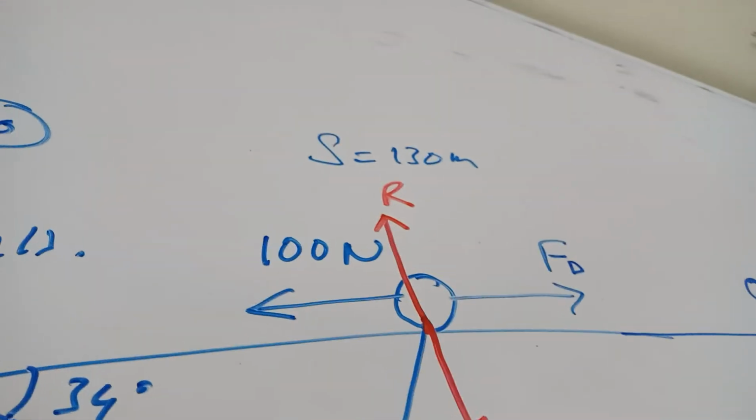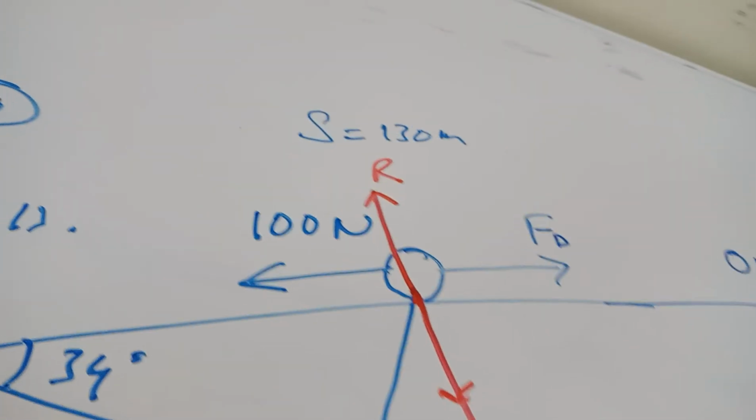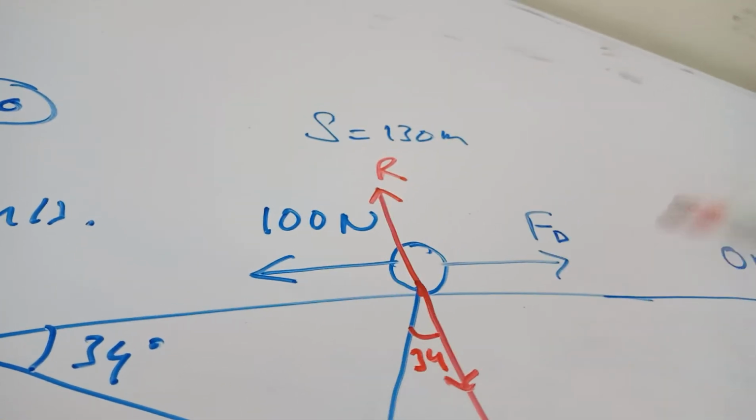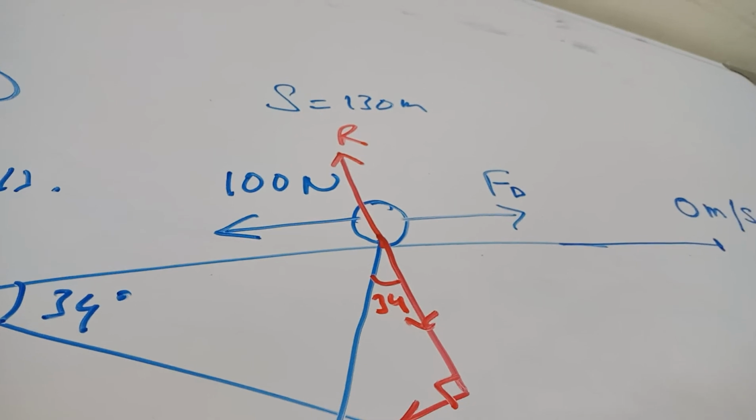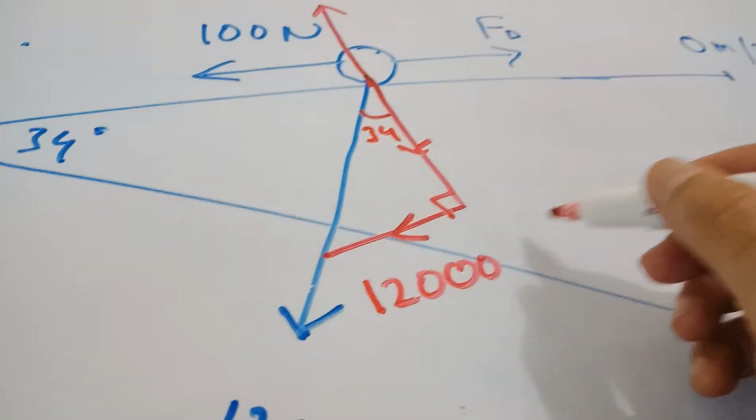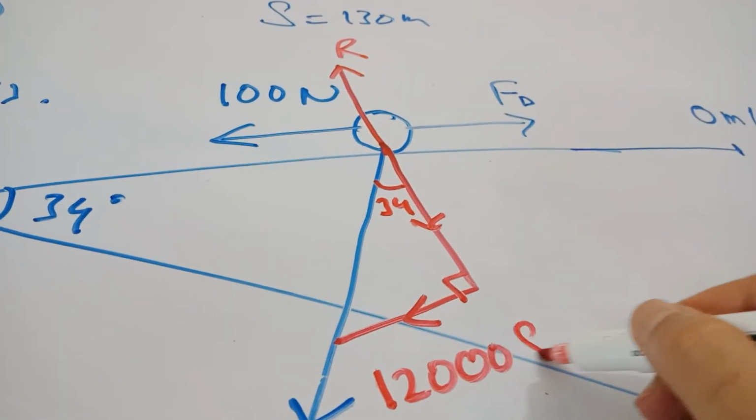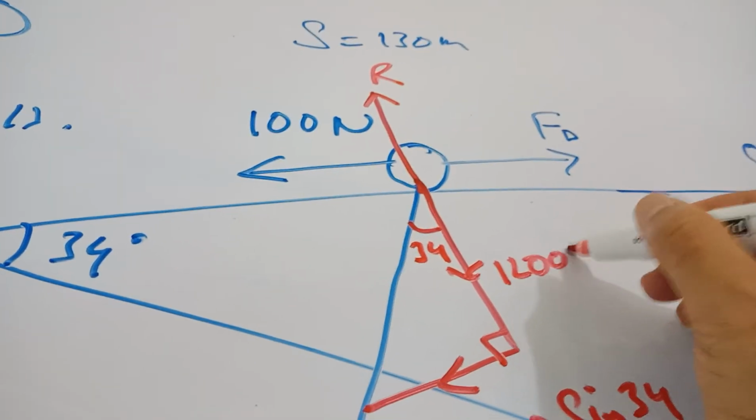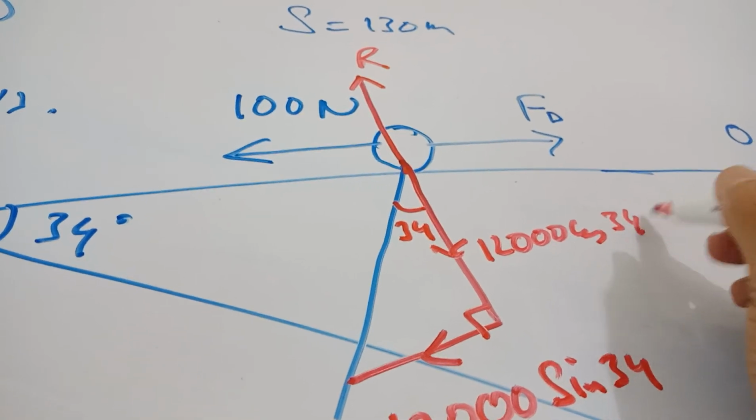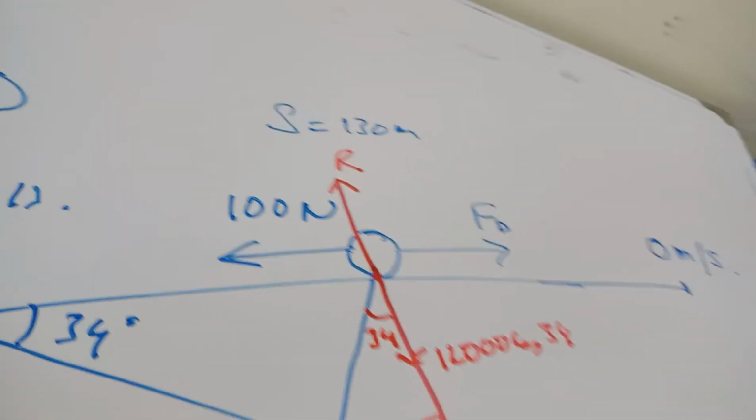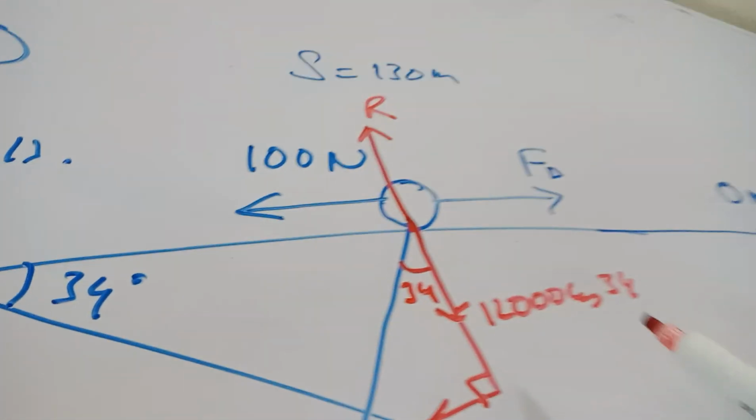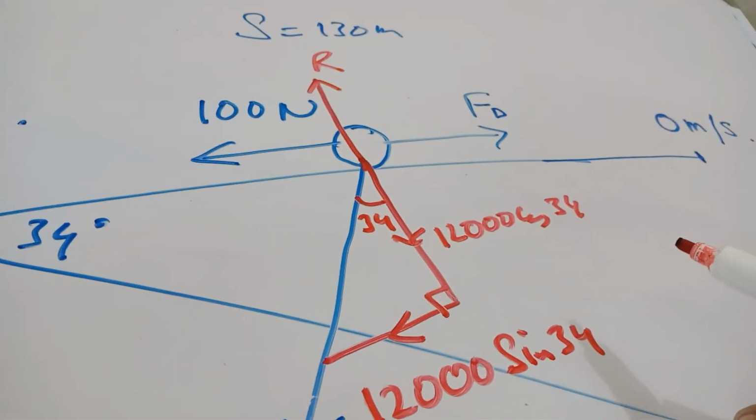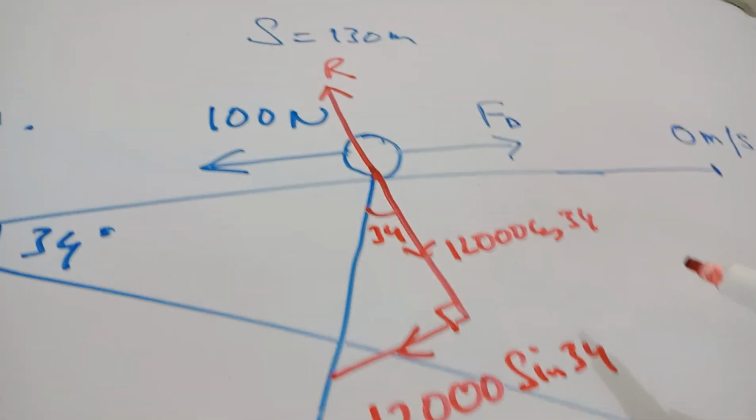Again, we are assuming that there is no friction between the car and the road. If this is 34 degrees, this is going to be 34 degrees as well. Guys, you should be very quick and very good at writing these components. This is 12,000 sin 34, and this is 12,000 cos 34. We don't need this 12,000 cos 34 right now, because I have told you many times that this is used to determine the value of R.